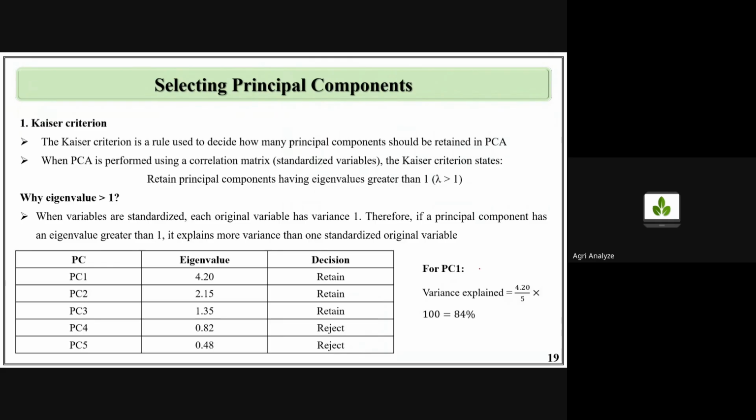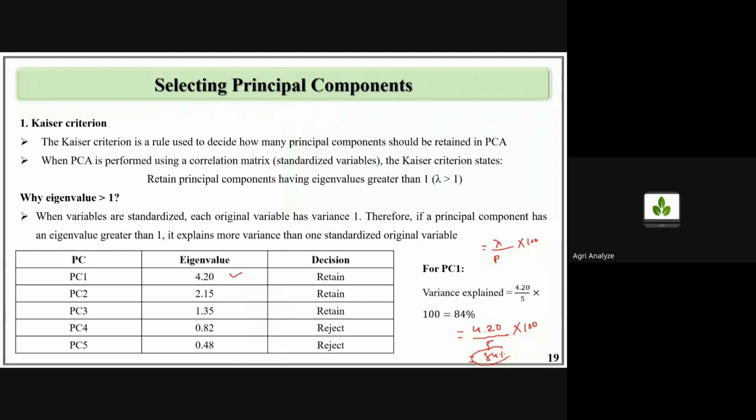Okay. Now we want to find how much of the variance was explained by PC1. So here we have one equation: eigenvalue divided by number of PCs, multiplied by 100. For PC1, the eigenvalue is 4.20. So 4.20 divided by the number of PCs, which is 5, into 100. Solving this equation, we get 84%.